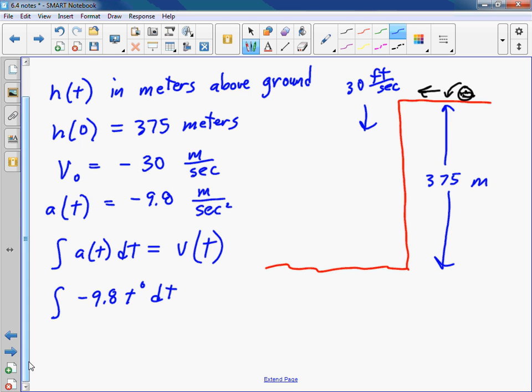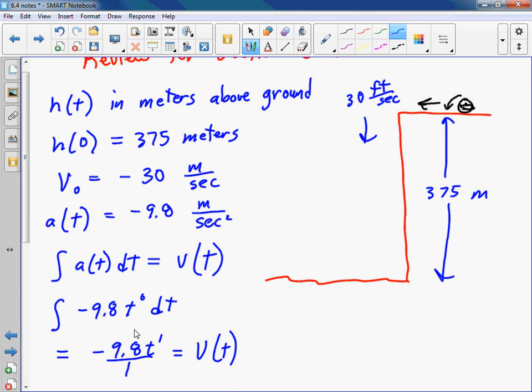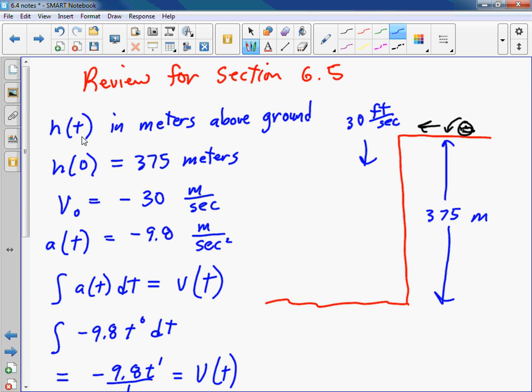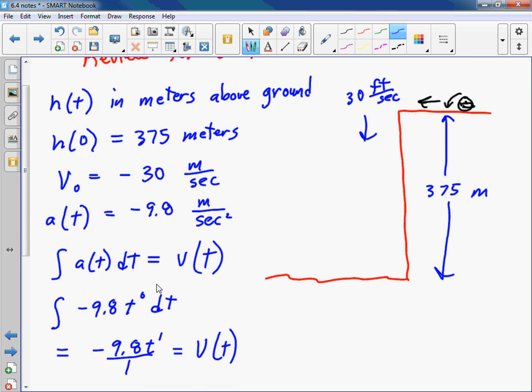And that equals negative 9.8 t to the first over 1. And I know I'm putting in the t to the 0, which you really don't see, but that allows you to see the process here. Okay, equals v of t. But we're trying to find, how did we define it? I used h this time instead of s. So height with respect to t is what we're trying to find.